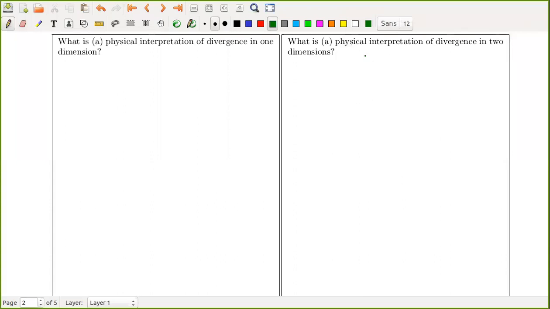Okay, now to answer this question about the physical interpretation of divergence, I'm going to open up Dr. Yaskin's book, and I suggest maybe you somehow do the same and try to listen to this in the background or something.